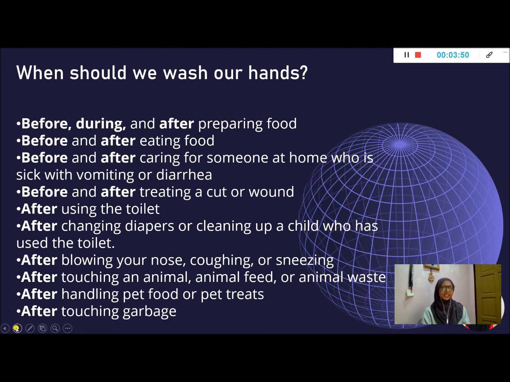When should we wash our hands? We should wash our hands before, during, and after preparing food, before and after eating food, before and after caring for someone at home who is sick with vomiting or diarrhea, before and after treating a cut or wound, after using the toilet, after changing diapers or cleaning up a child who has used the toilet, after blowing your nose, coughing, or sneezing, after touching an animal, animal feed or animal waste, after handling pet food or pet treats, and last, after touching garbage.